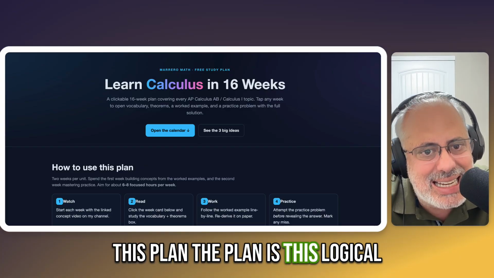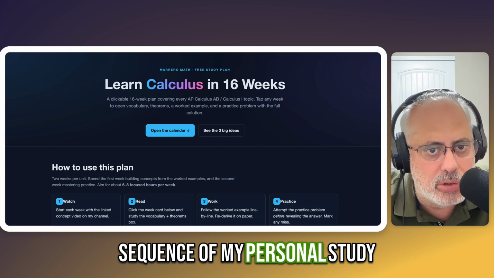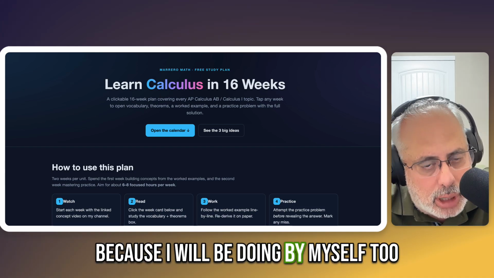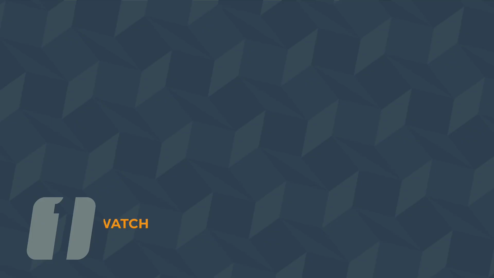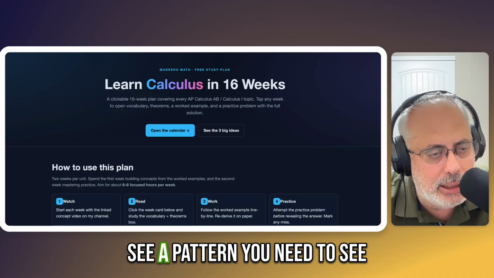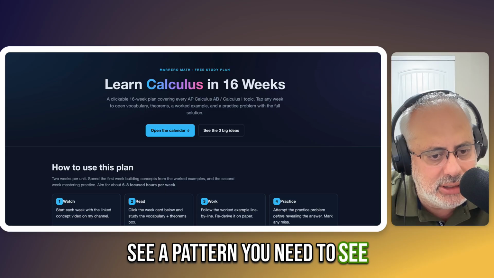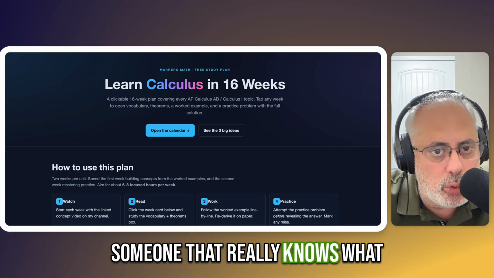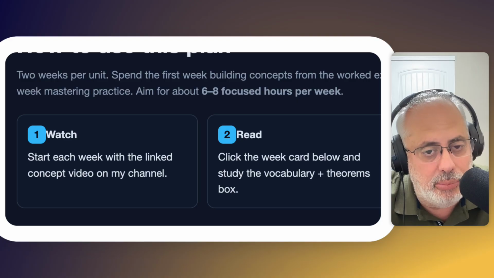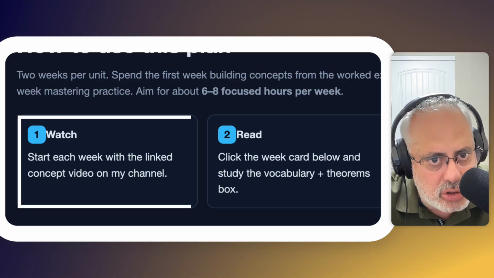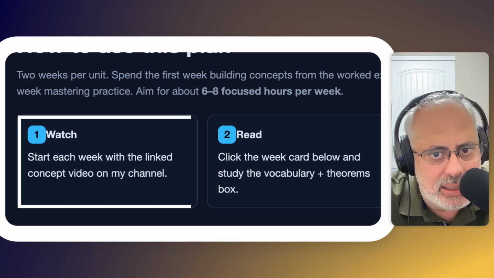The plan is this logical sequence of my personal study, because I will be doing it by myself too. So watch. That's number one. You need to watch someone doing it. You need to see a pattern. You need to see someone that really knows what you're going to learn. That watching stage of the learning process is fundamental, is critical. So you watch someone explaining, let's say, limit.